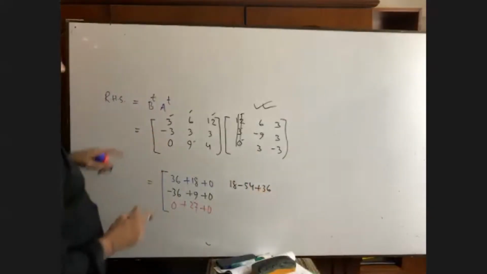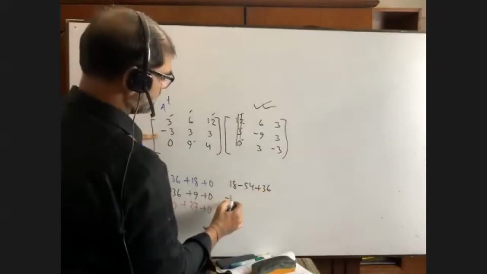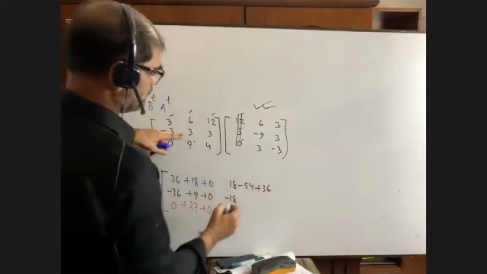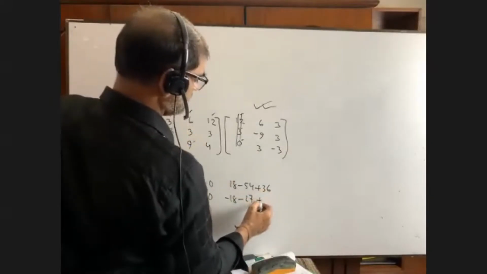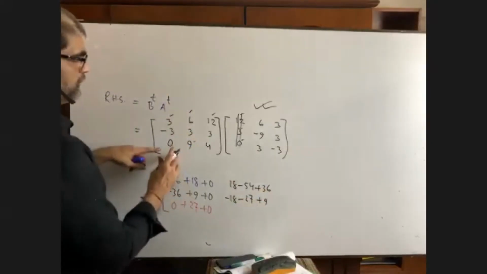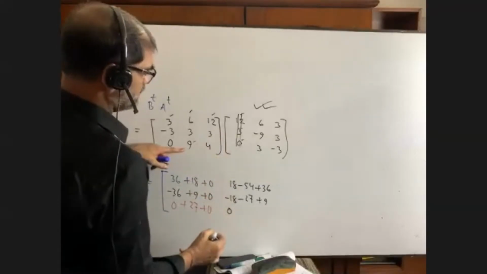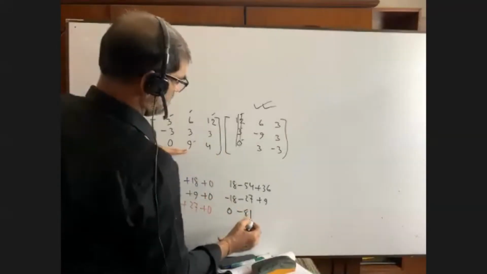Now this part, minus 3 into 6, that is minus 18. 3 into minus 9, minus 27. 3 into 3, that is plus 9. 0 into 6, that is 0. Minus 81, plus 12.